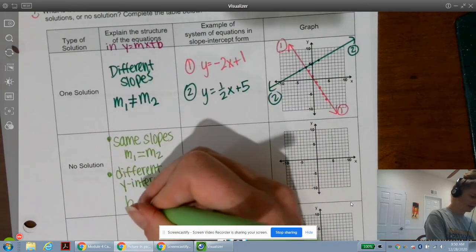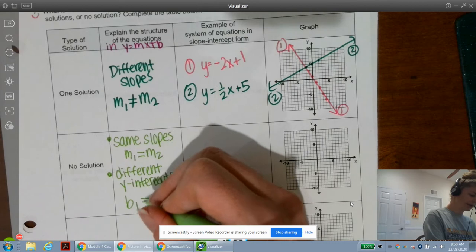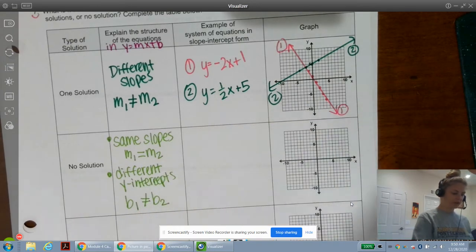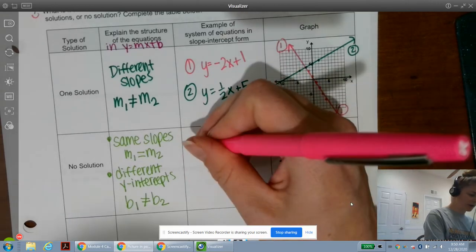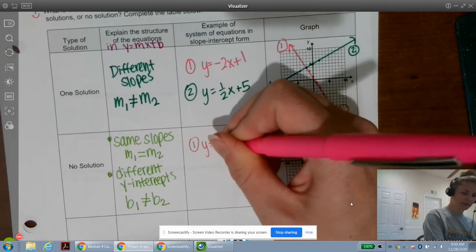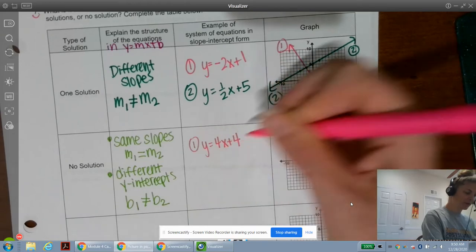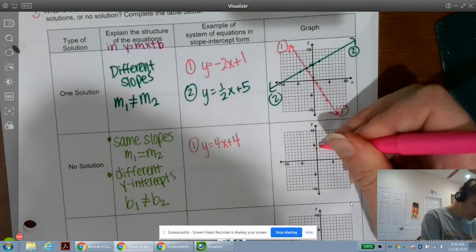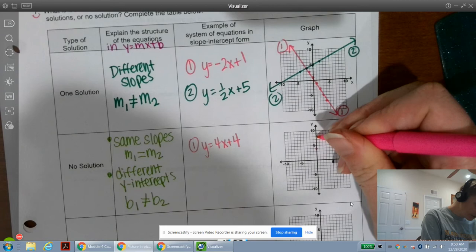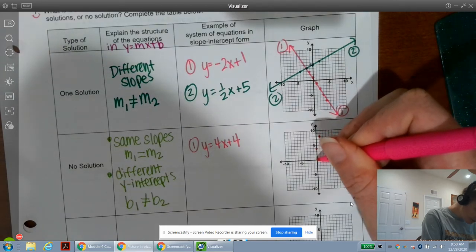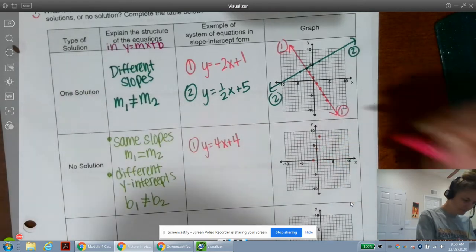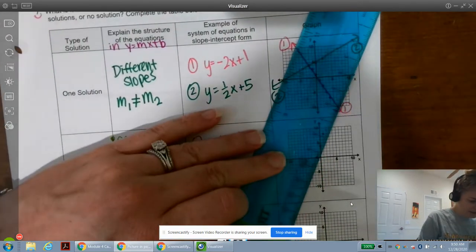So that means the y-intercept of equation 1 needs to be different than equation 2. Notice they are translations of each other and parallel. Okay, so let's take a look at an example. So equation 1, I'm going to use y equals 4x plus 4. So go to 4 and up 4. 1, 2, 3, 4 over 1. I'm going to graph this line.